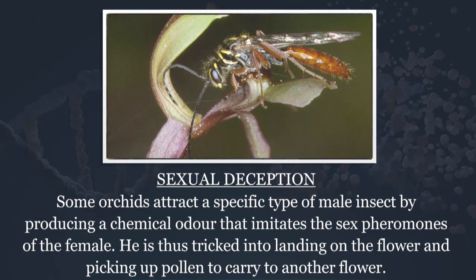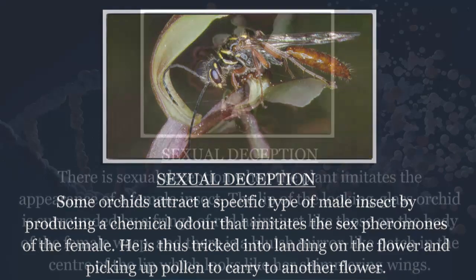And then there are other ways that there's deception going on, sexual deception. Some orchids attract a specific type of male insect by producing a chemical odor that imitates the sex pheromones of the female. He's thus tricked into landing on the flower and picking up pollen to carry to another flower.